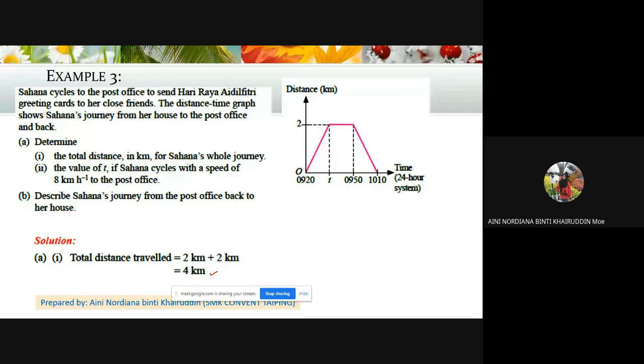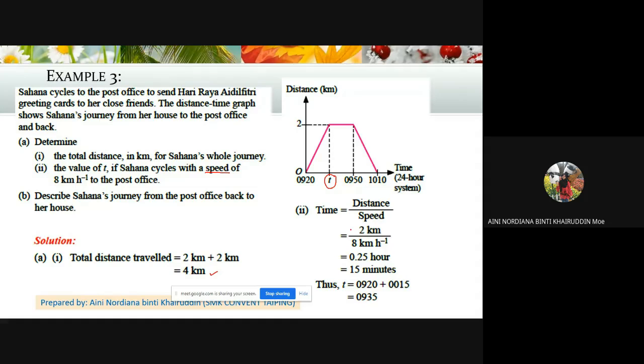Okay, A2. The value of T if Shahana cycle with the speed of 8 km per hour to the post office. Dia suruh cari time given speed. So boleh guna formula distance over speed. So distance 2 km, speed 8 km per hour. So 0.25 hours. Change to minute, so 15 minute.